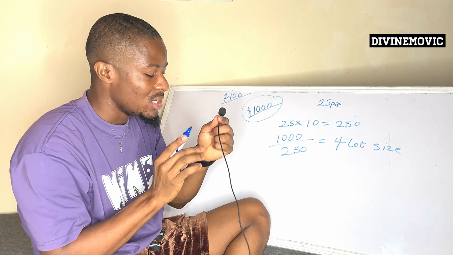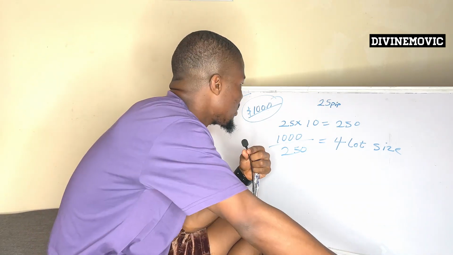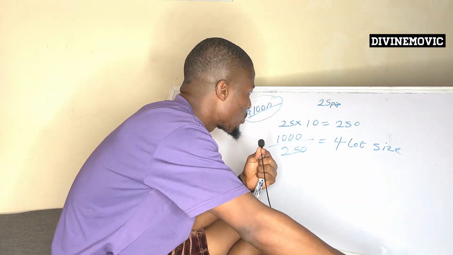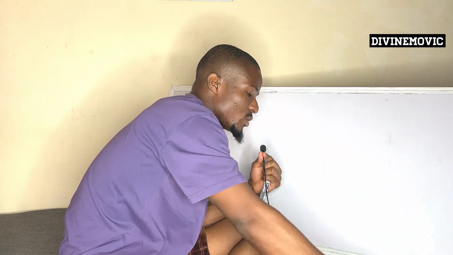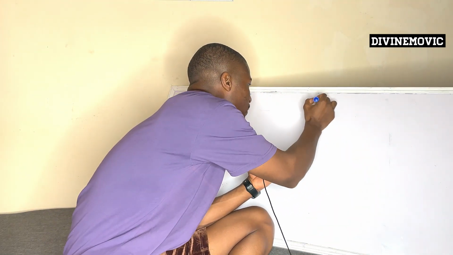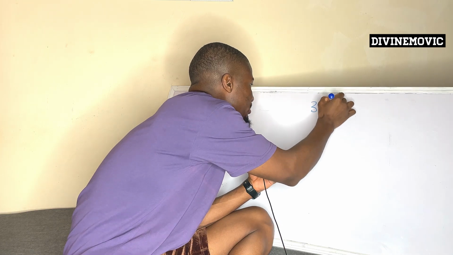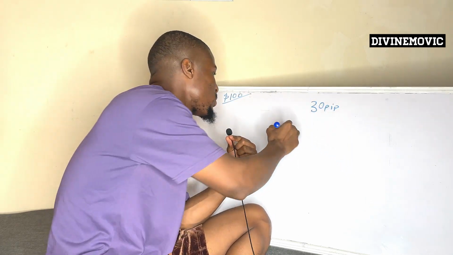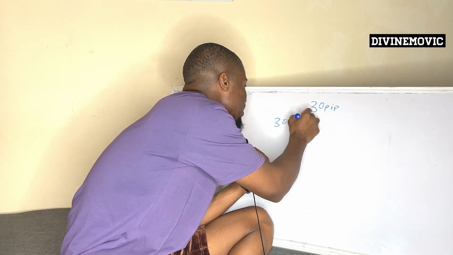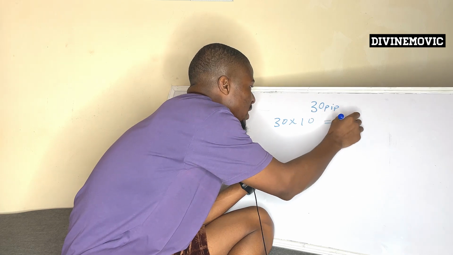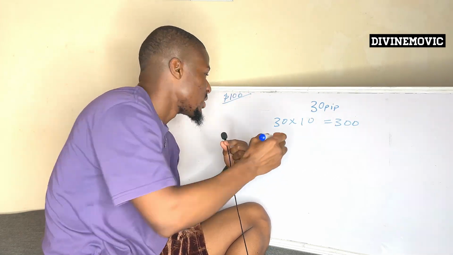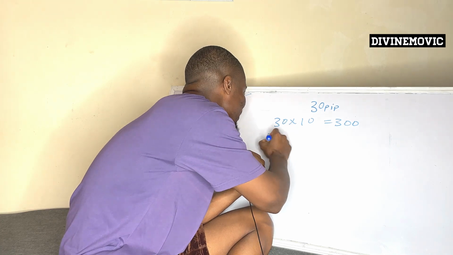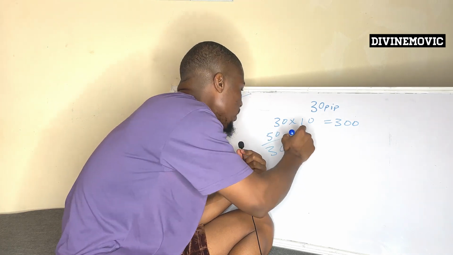Now let's for instance say this particular stop loss changes to, let's say, a 30 pip stop loss. The same principle. 30 times 10 is equals to 300, right? Now if you're risking $50, you simply do 50 divided by 300 is equals to what?